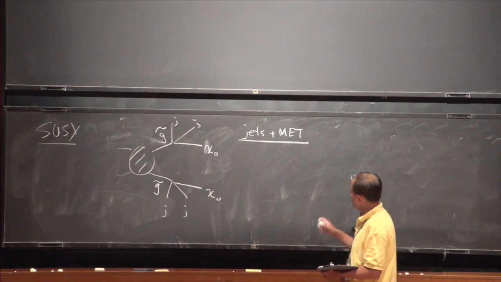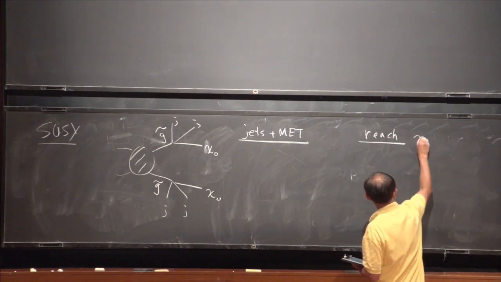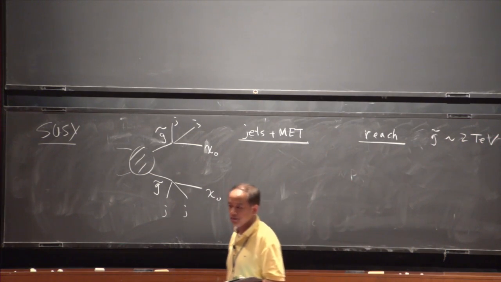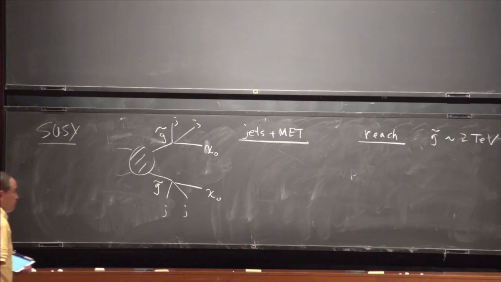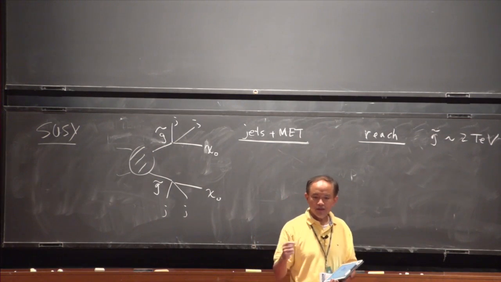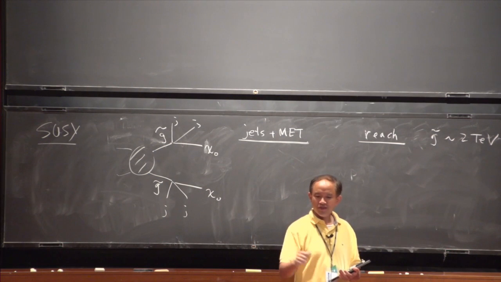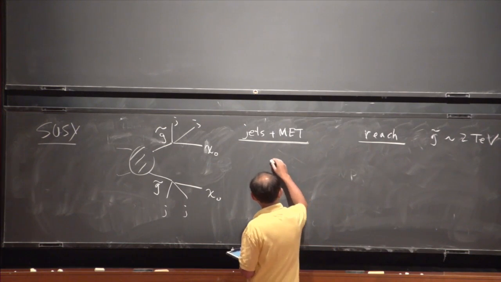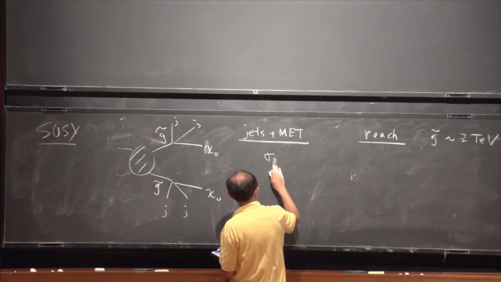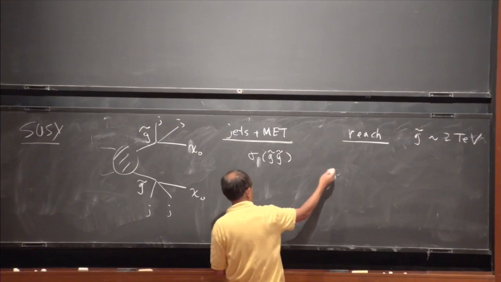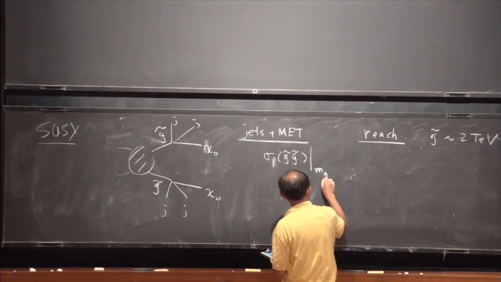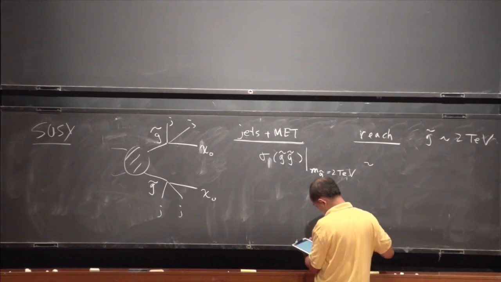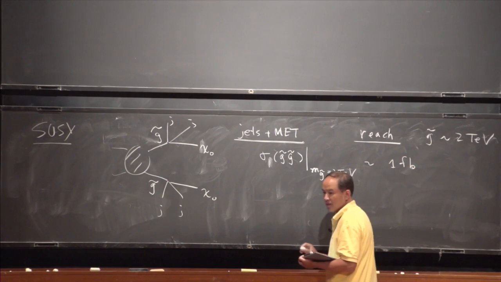Let's see what the reach is. I can tell you the current reach for gluino is about 2 TeV, roughly speaking. So how do we understand that? How do you even think it's possible to set a limit around 2 TeV? First, you notice that the signal, the production for gluino pair production around M gluino equals 2 TeV, is about 1 femtobarn.